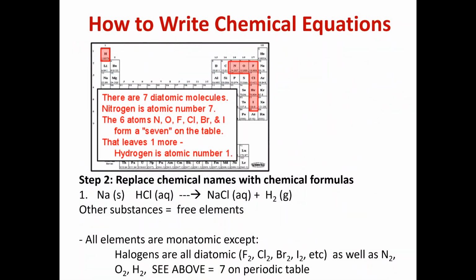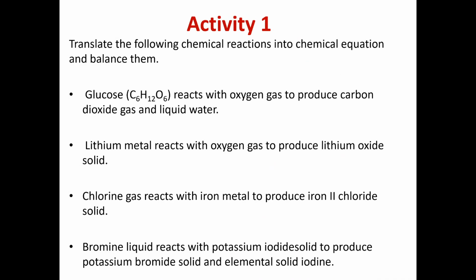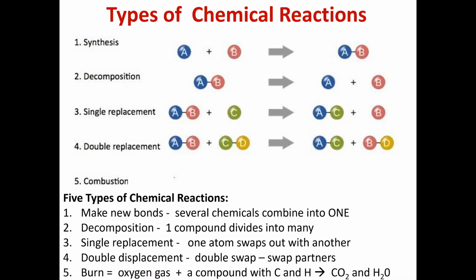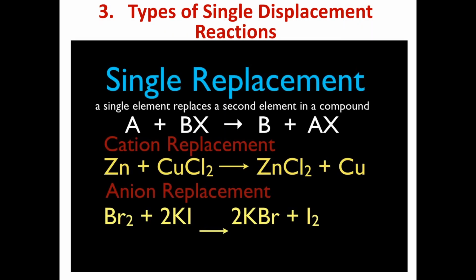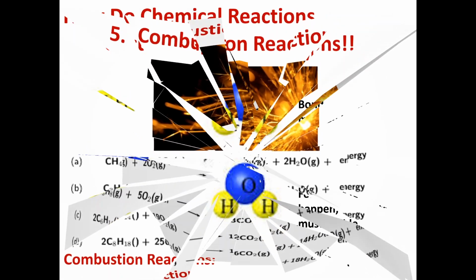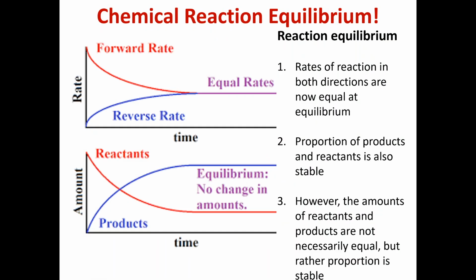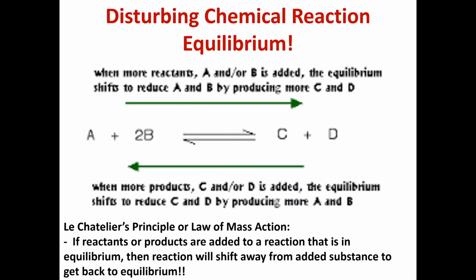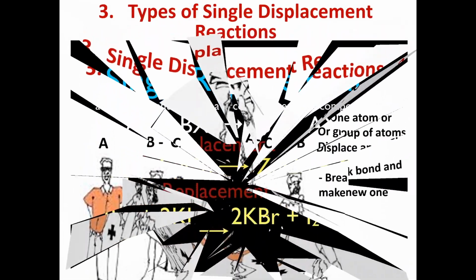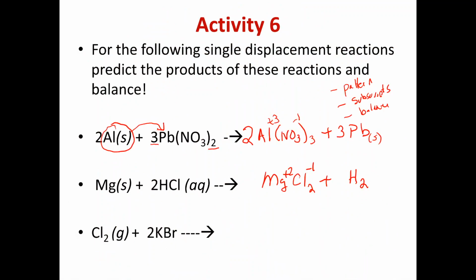Couple more here. There they are. Here are your diatomic elements. So just look, whenever you put an element down as something that's formed, just check to see if it's diatomic. Okay, here we go. So there's H2.